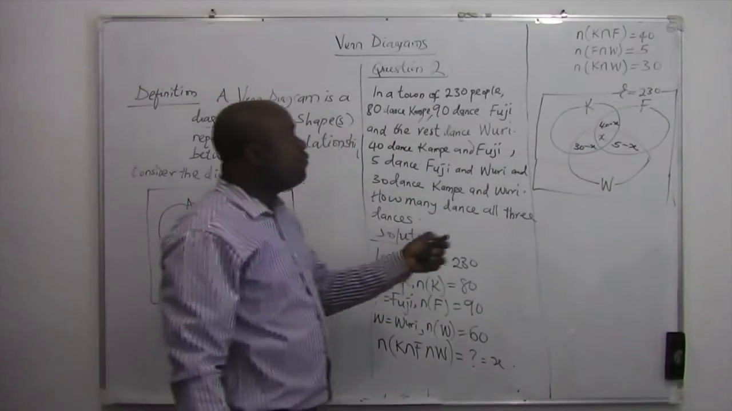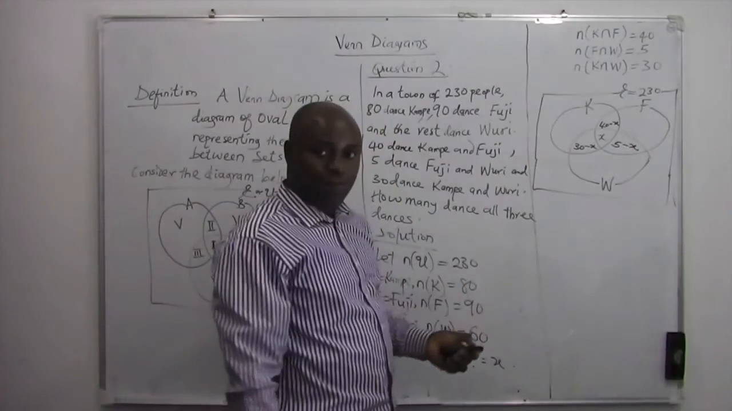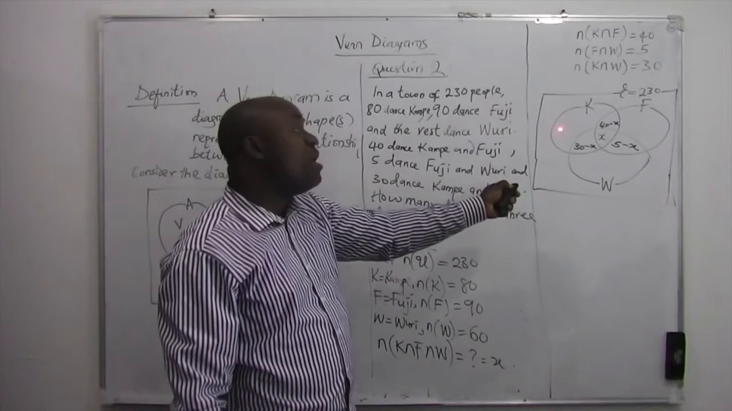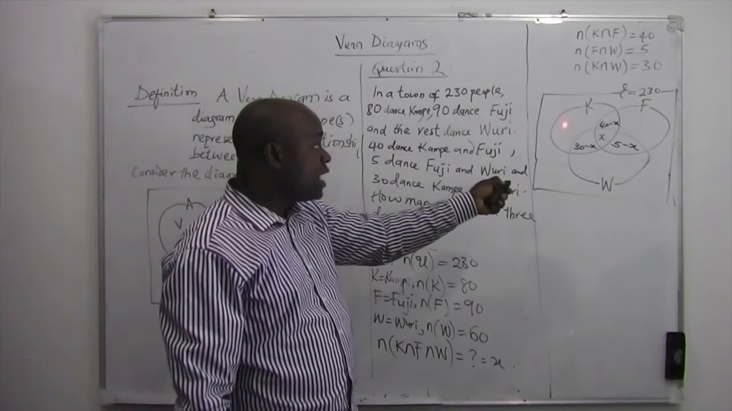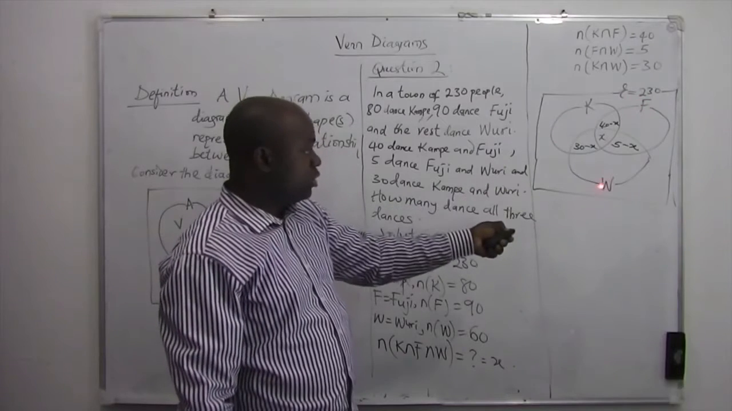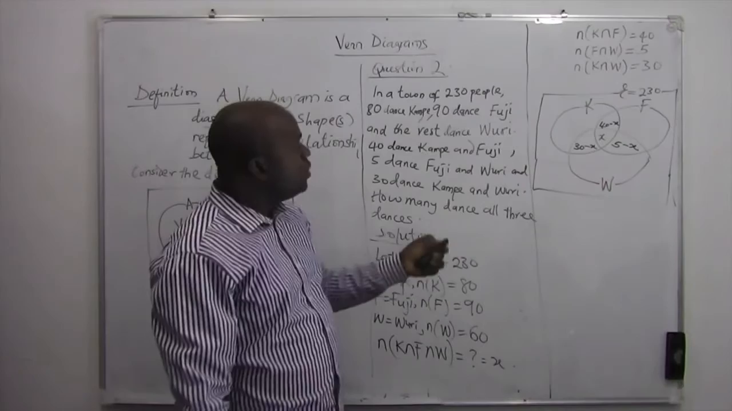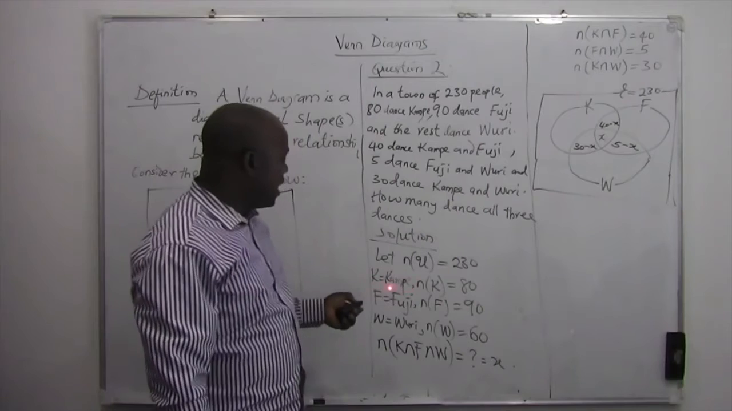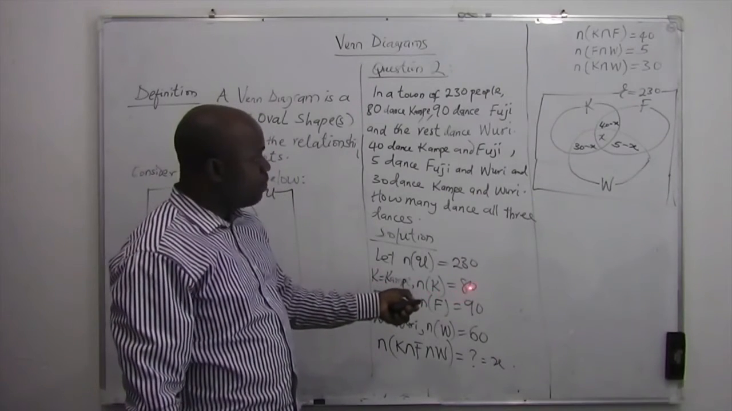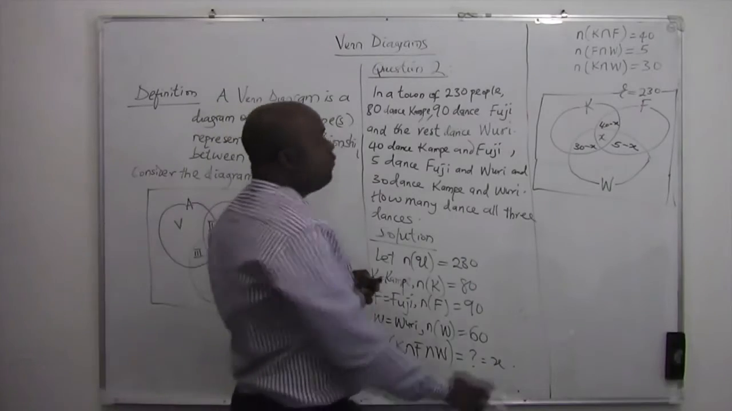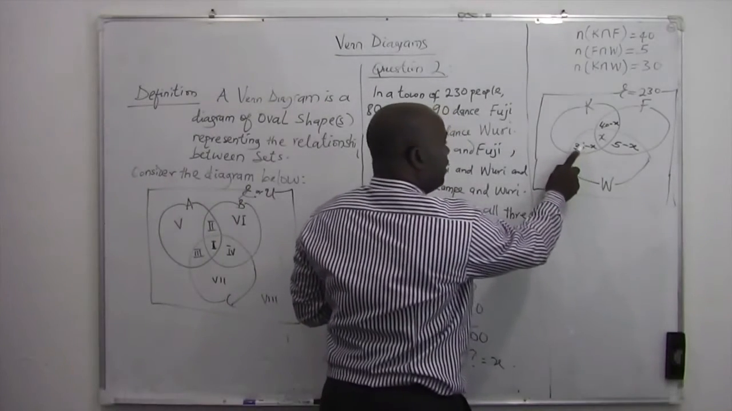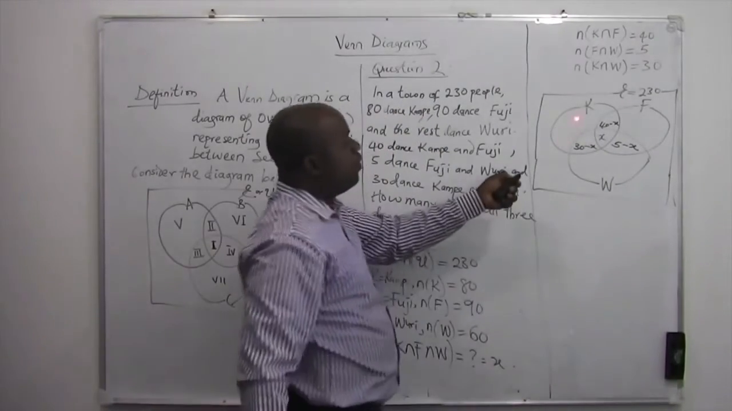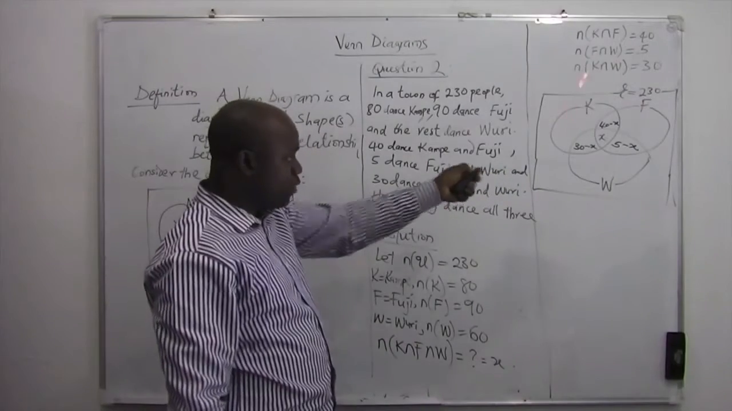Now, we still have 4 other regions that we have not represented. This region here is kampe only. People that dance only kampe, but not Fuji, and not Wuri as well. So how do we get that? It's very simple. We come back to the question. The number that dance kampe, we are told, is 80. So if you remove every other thing that is here, this plus this plus this, from 80 you will have the people that dance kampe only.